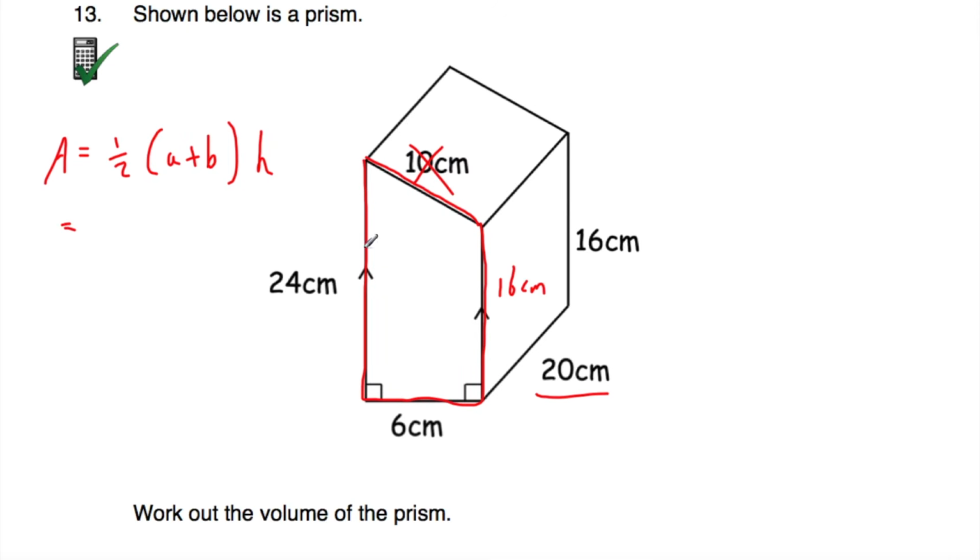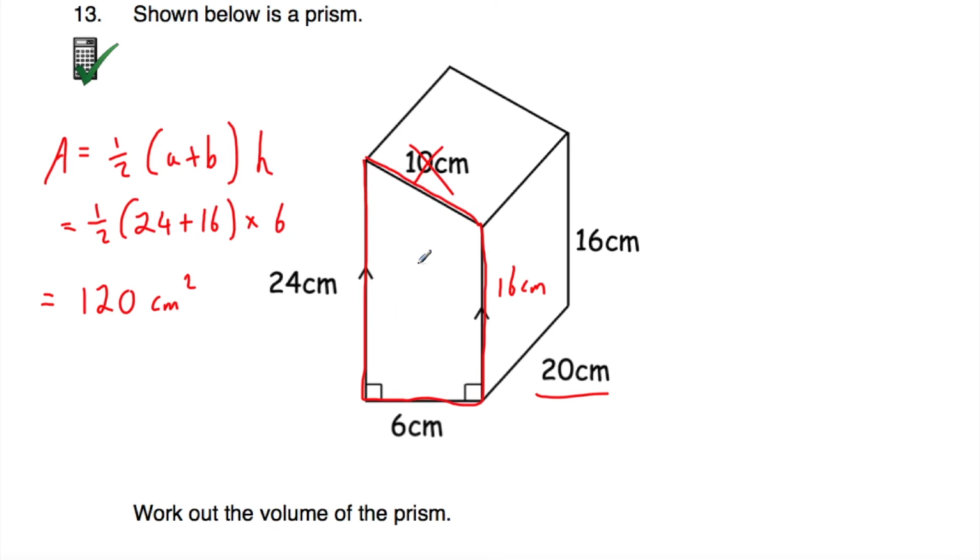So in terms of finding the area of this trapezium, we're going to do a half, and then a plus b, so it's going to be 24 plus 16, and then we're going to times that by h, that perpendicular distance between them, which is 6. And when we do that, 24 plus 16 is 40, a half of that would be 20, and times by 6 would be 120 centimeters squared.